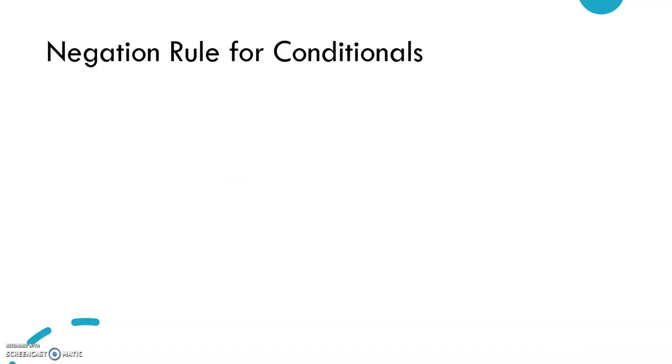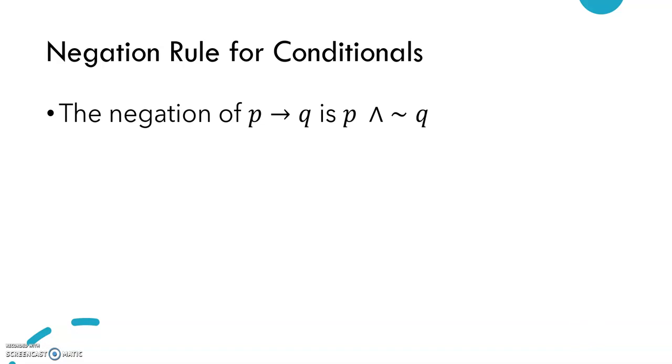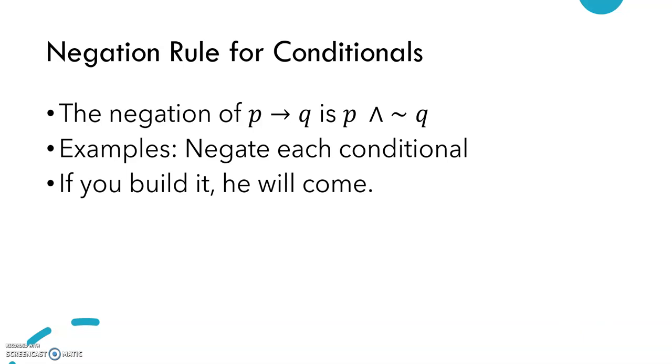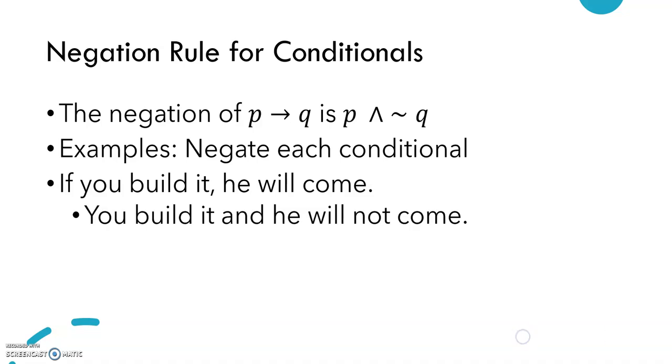Negation rule for conditionals. The negation of P implies Q is P and not Q. We're going to negate each conditional. If you build it, he will come. The negation is: you build it and he will not come.